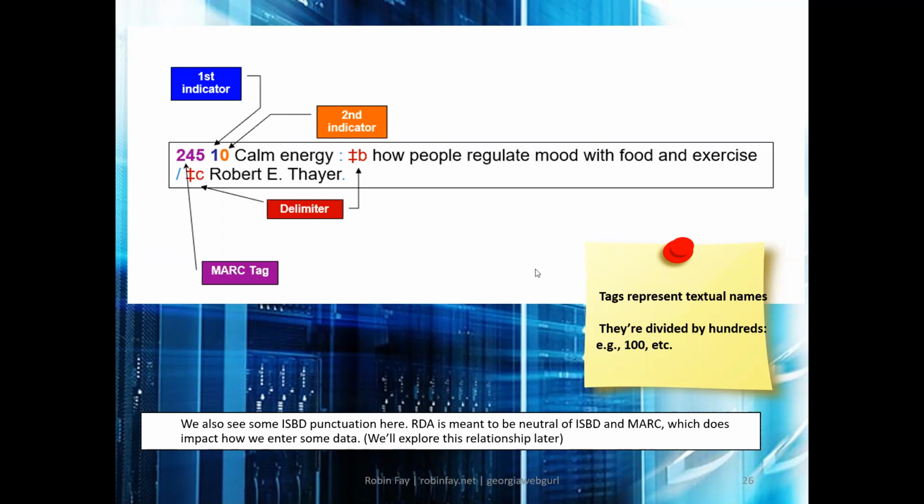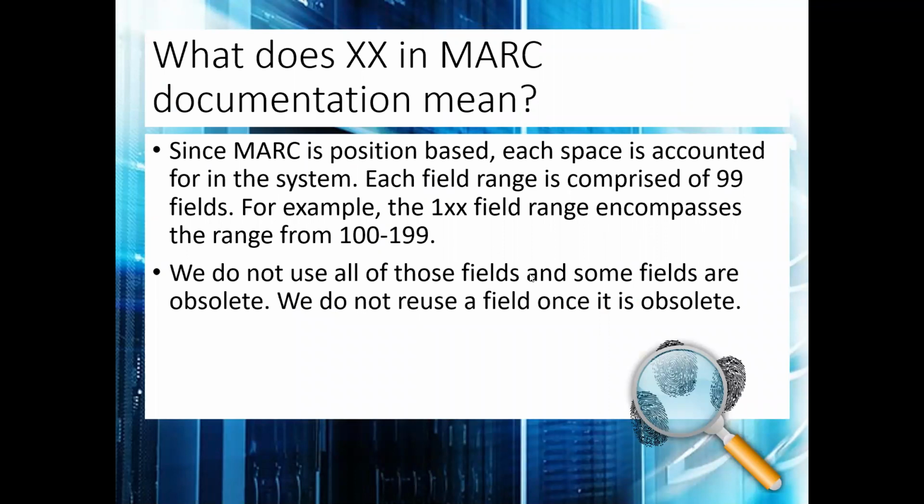RDA, if you go in and read RDA, although a lot of the examples that we see are using MARC fields because that's what so many of us are using, RDA is meant to be completely neutral of that, because RDA is looking at our metadata as a whole to represent all the different kinds of metadata that we use and not just MARC. It's also looking past MARC. So it's meant to be neutral of ISBD and MARC punctuation. So you'll hear me say XX a lot, and that just means that range.